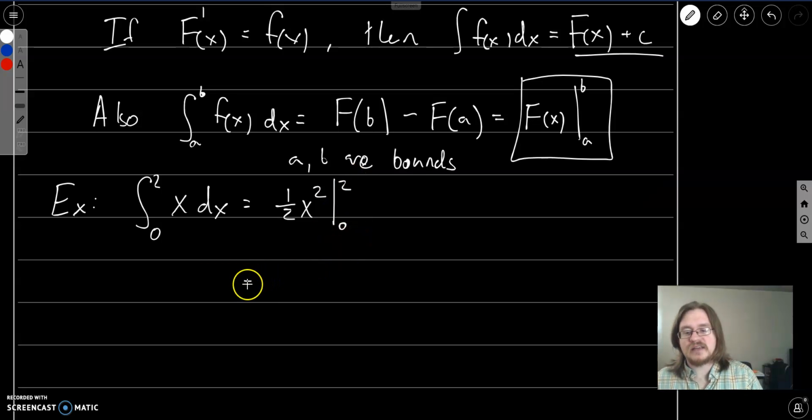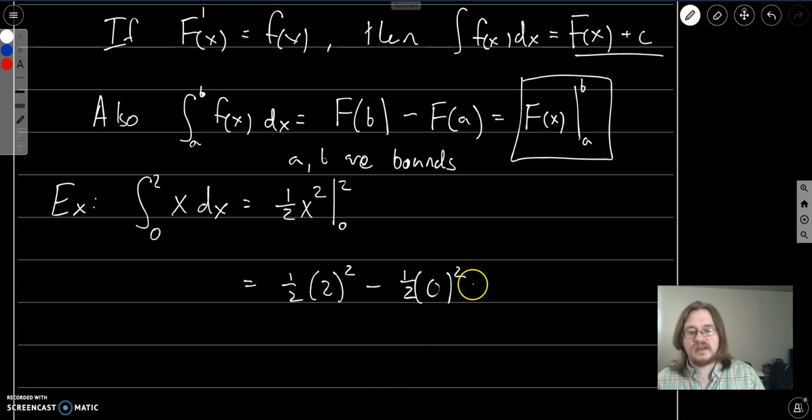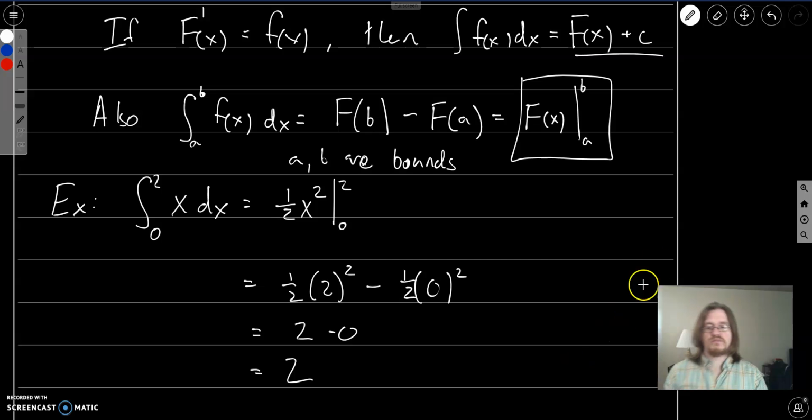And then what this means is that I plug in 2, and I plug in 0, and we simplify. So let me do this on the next line. 2 squared is 4, times a half is 2. 0 squared is 0, times a half is still 0. So this whole thing is equal to 2.